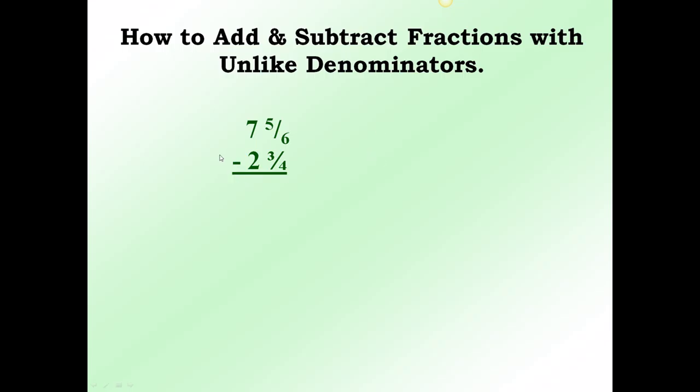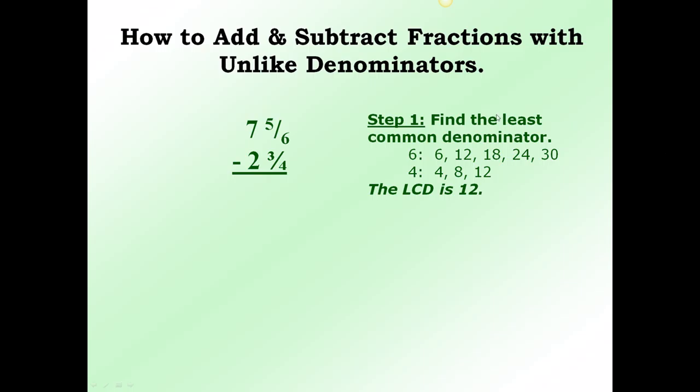Our sample problem we'll start with is 7 and 5/6 take away 2 and 3/4. Because the denominators don't match, you are not allowed to do anything. You can't subtract at all. The first step is to find a common denominator, the least common denominator.